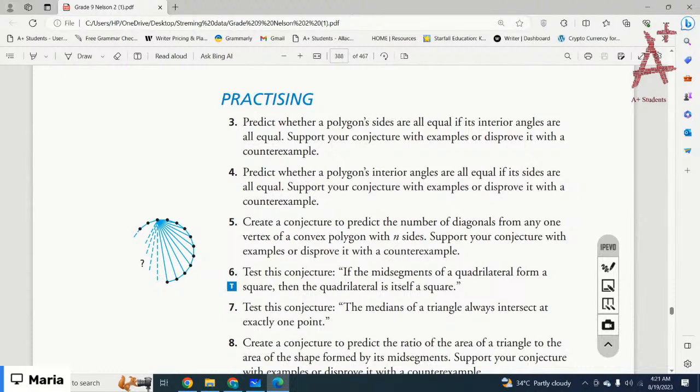Okay, the next one is create a conjecture to predict the number of diagonals from any one vertex of a convex polygon with n sides. Support your conjecture with an example or disprove it with a counterexample. Okay, so the number of diagonals from one vertex of a polygon is the number of sides reduced by 3, right? That means the number of diagonals should be n minus 3, right? If the polygon has 8 sides, then the number of diagonals should be 8 minus 3, that equals 5, right?